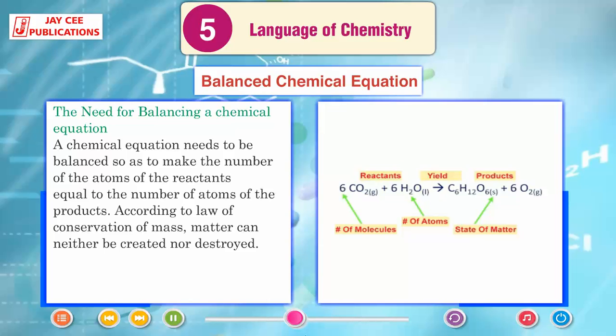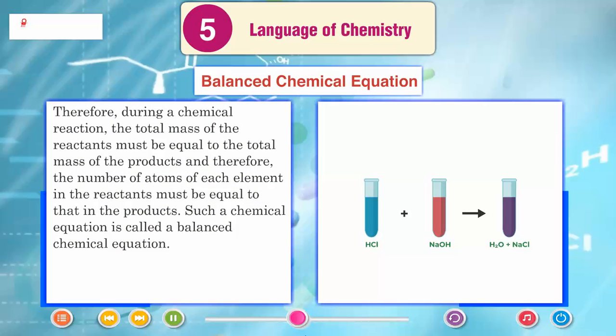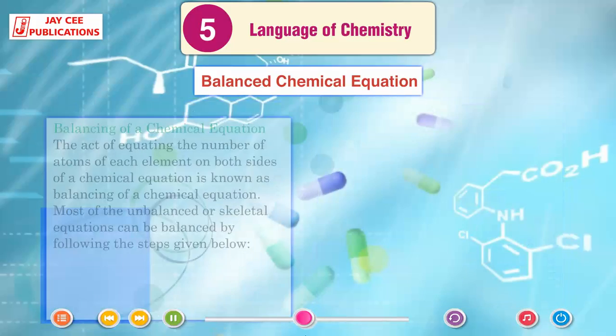According to the law of conservation of mass, matter can neither be created nor destroyed. Therefore, during a chemical reaction, the total mass of the reactants must be equal to the total mass of the products, and therefore, the number of atoms of each element in the reactants must be equal to that in the products. Such a chemical equation is called a balanced chemical equation.